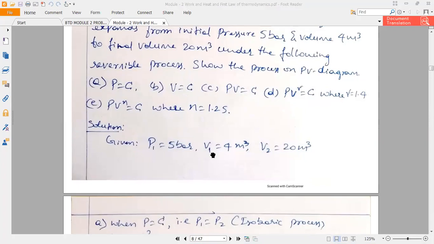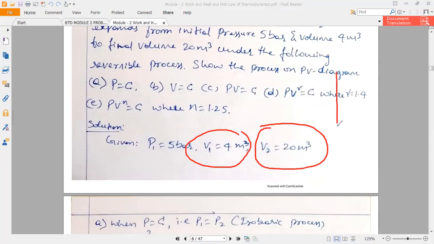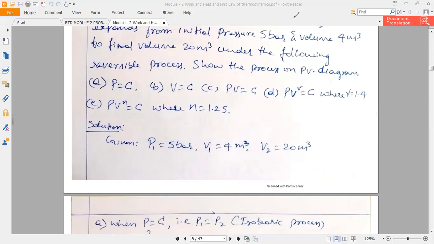So these are the given things, already I explained. In the problem P1 is 5 bar, V1 is 4 meter cube, and final volume is 20 meter cube. See here, expansion of volume is taking place, meaning V1 is 4 meter cube, V2 is the final state, volume 20 meter cube. So this is the expansion process. If you take the PV diagram, this is the expansion process, state 1 to state 2, that is V1 to V2, 4 to 20 meter cube, which is the expansion work. So the work is positive.